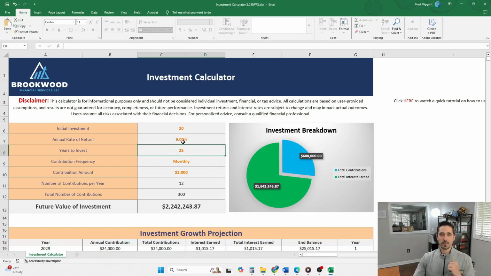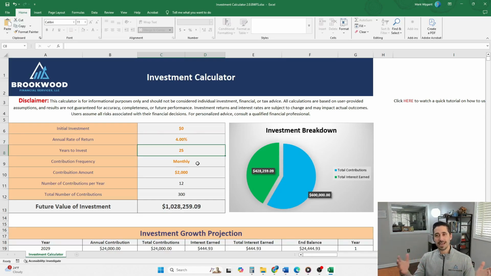Just be careful when you start playing with these numbers, though. Again, you don't want to be too aggressive here, but at the same time, you don't want to be too passive. Say, I'm going to have an all-stock portfolio and only put 4% or something in here, because that's just not historically what it's provided. Okay, but as you can see, you get the gist of how to play with this calculator and make the most use out of it.